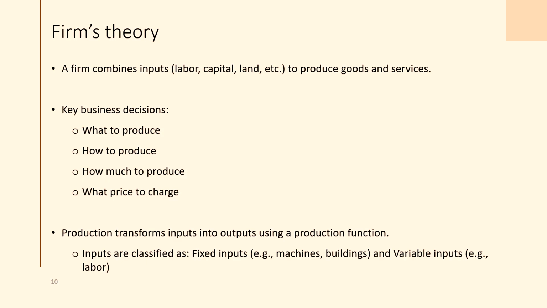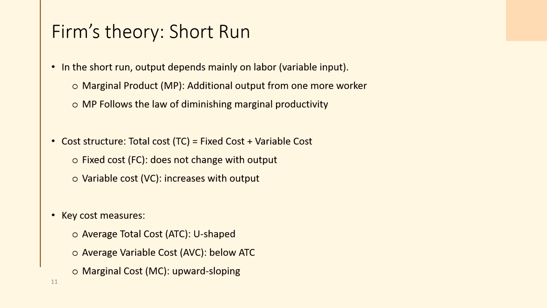Production is the process of transforming inputs into outputs using a production function. Inputs are classified as fixed or variable depending on whether they can be changed in the short run. In the short run, some inputs are fixed, so output depends mainly on variable inputs like labor. Marginal product measures the additional output from one more worker. Marginal product follows the law of diminishing marginal productivity, meaning additional workers eventually produce less additional output.